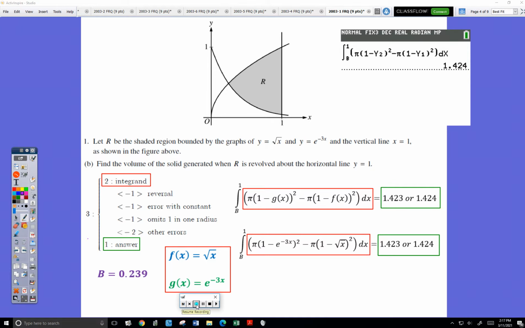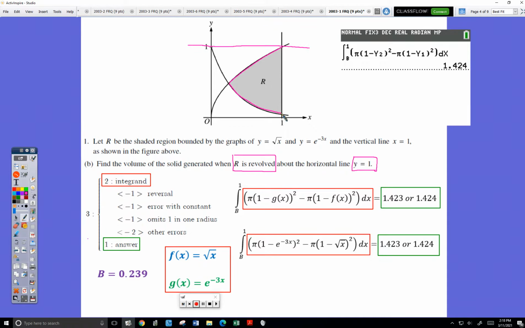Okay, same figure as in part A. Now they want us to find the volume of the solid generated when R is revolved. So when they talk about revolving R, I know that they're creating a solid whose cross sections or slices will be circles. And because there's a gap, let's see, a horizontal line y equals 1. So that's a line right here. That's the axis about which this region, R, gets rotated.